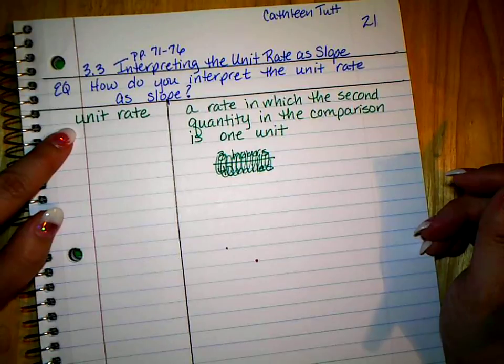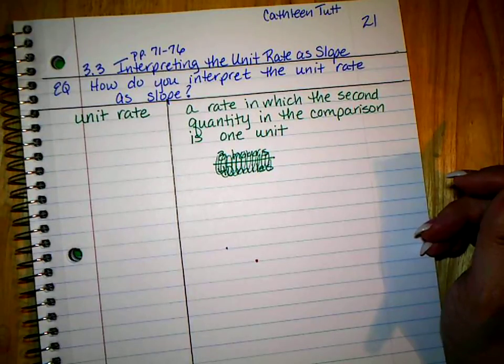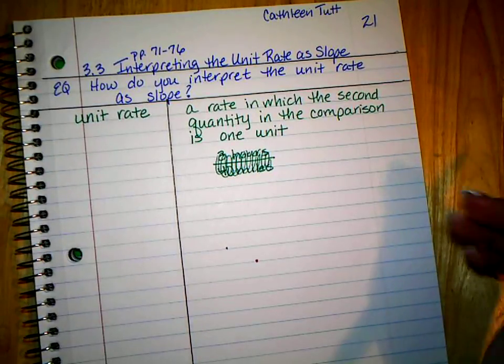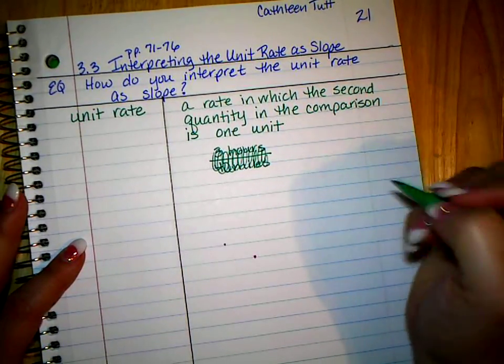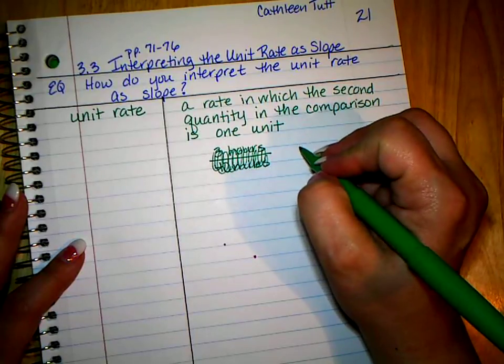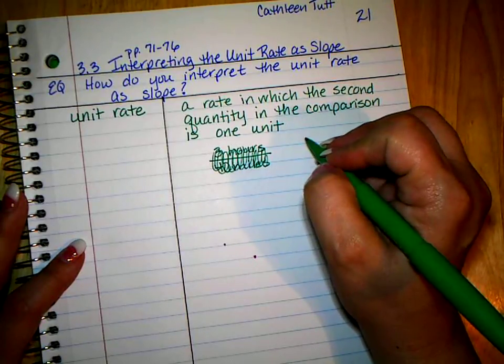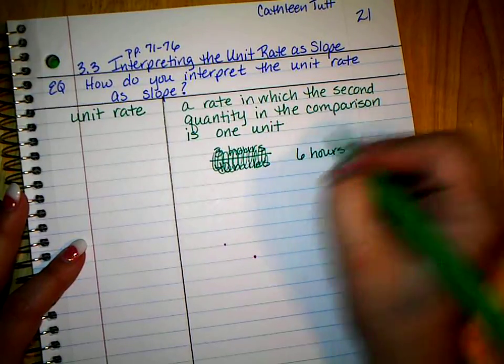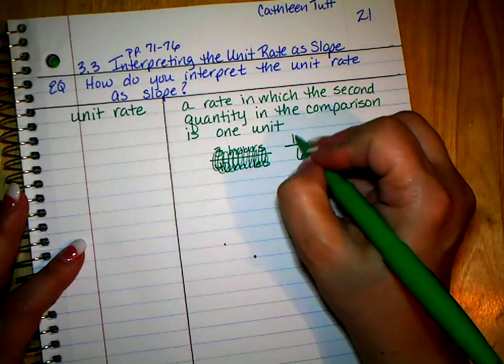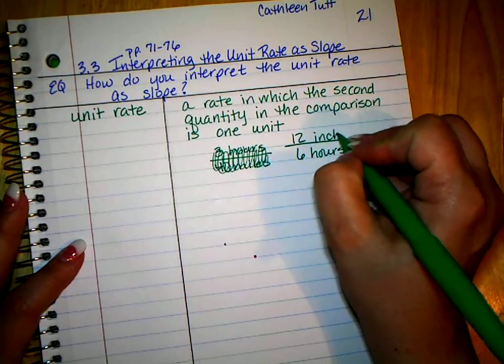We have one vocabulary word, unit rate. And that is a rate in which the second quantity in the comparison is 1 unit. For example, we could say that in 6 hours we had received 12 inches of rain.